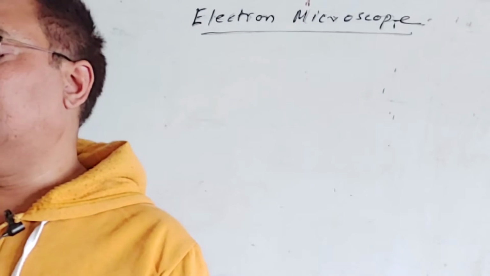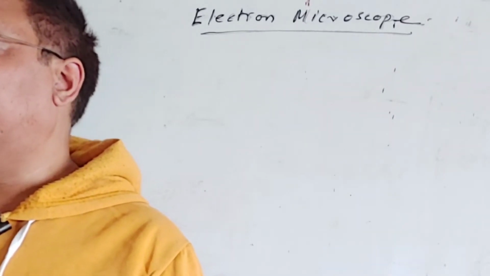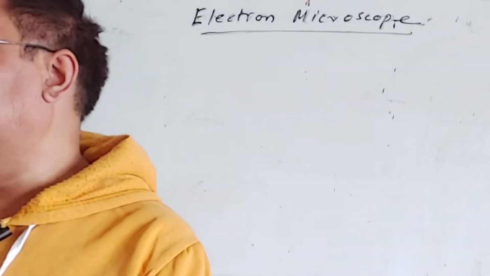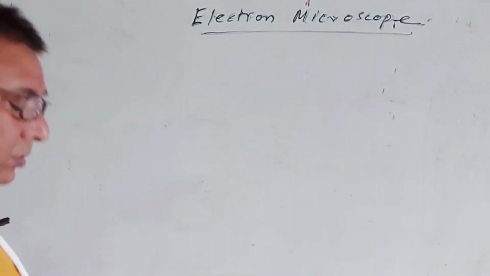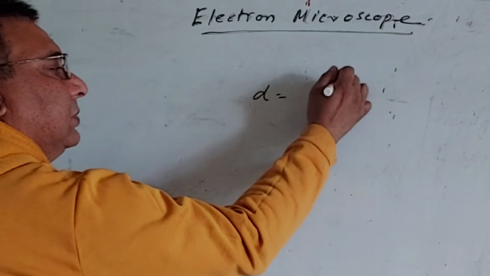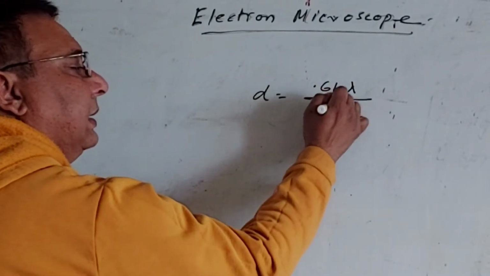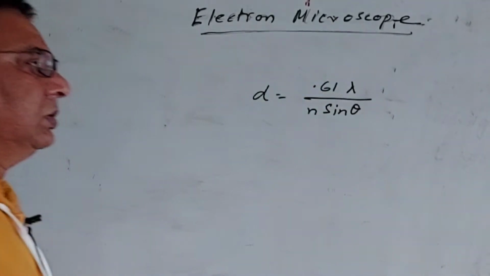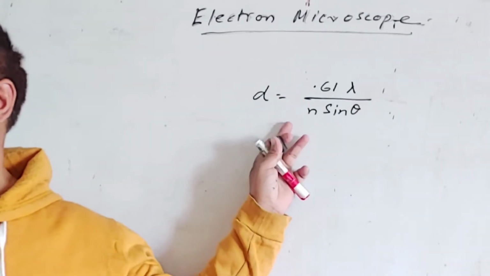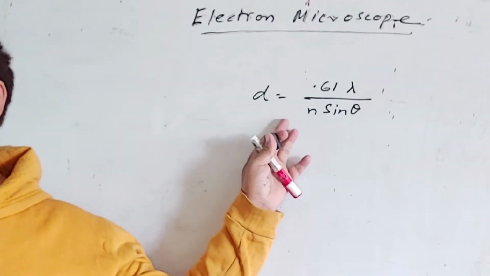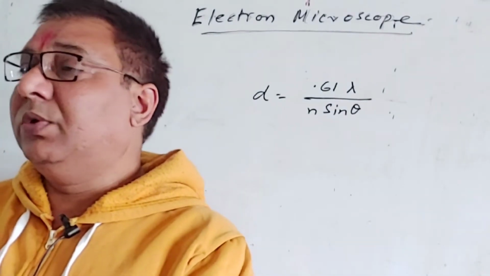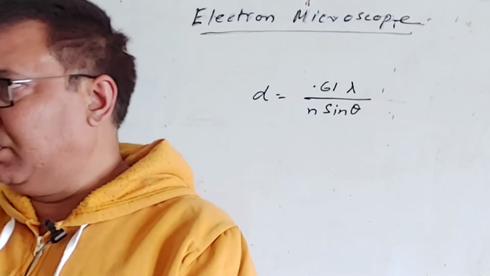So we studied the light microscope, and the basic principle of all microscopes, as we mentioned, was Abbe's equation, isn't it? All microscopes depend on this: D is equal to 0.61 lambda by n sine theta. So the purpose for a better microscope is to decrease the value of D. If you decrease the value of D, that means you are making a microscope which is capable of resolving more closer objects, more closer points.